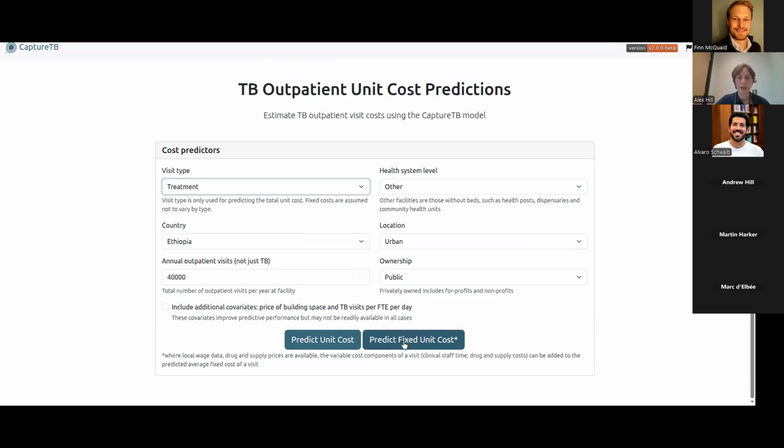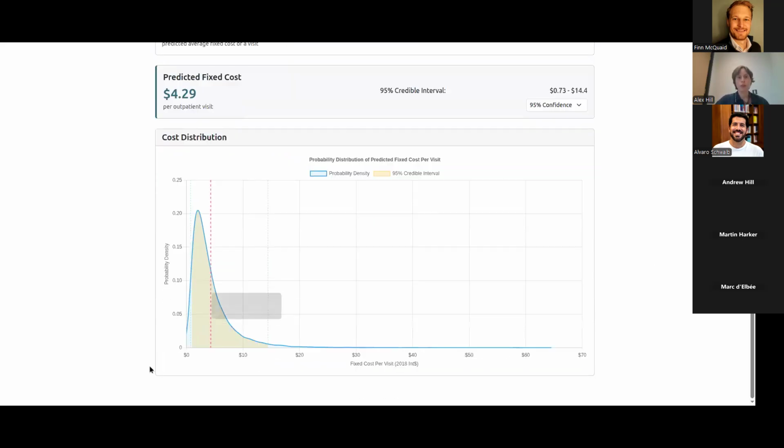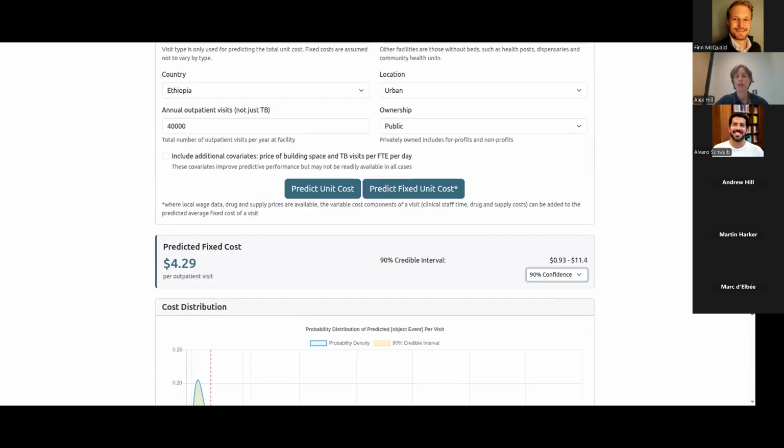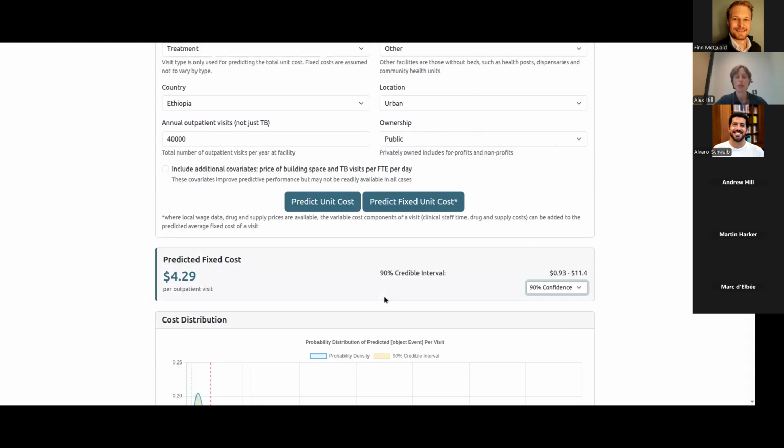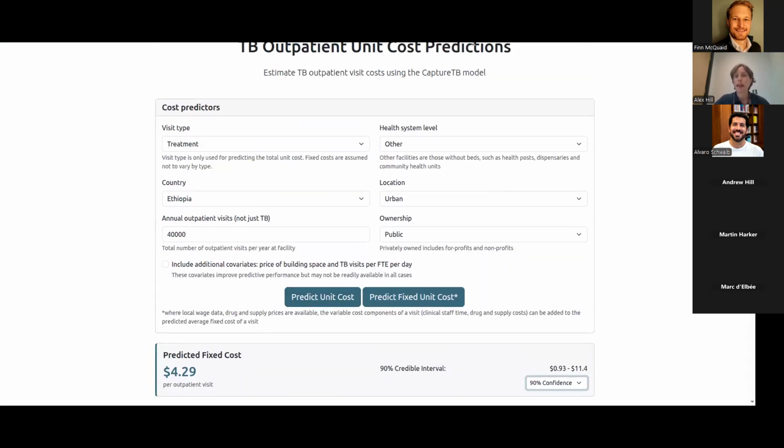But yeah, if I predict that for a single setting, it gives you a full distribution of the predicted cost there, with a 95% credible interval for that cost. Or you can also change the interval. So that's one way to use it for a single setting, to use either the fixed cost model or indeed predict the total unit cost.